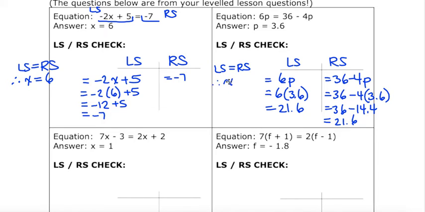Therefore, in this case, it's p. So p equals 3.6.